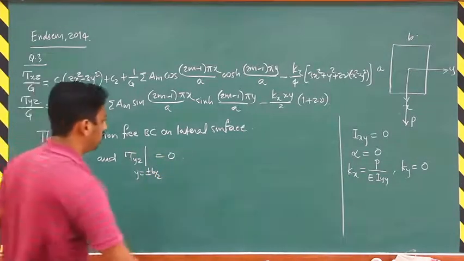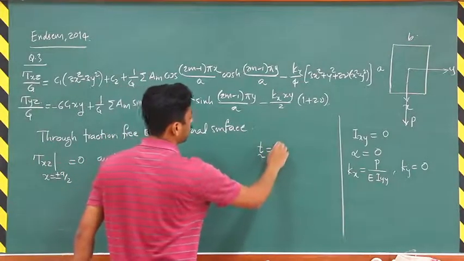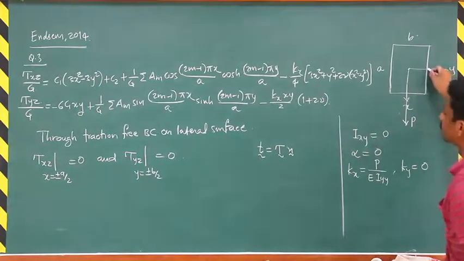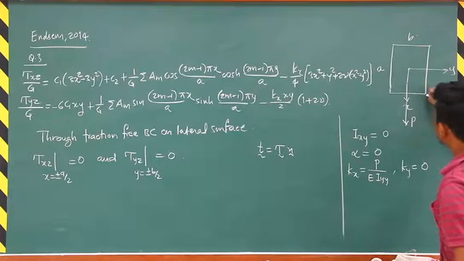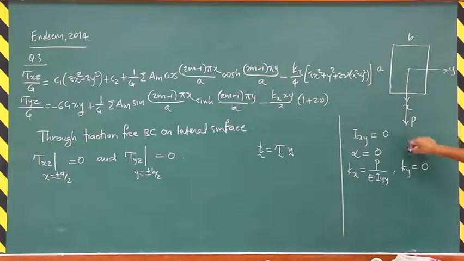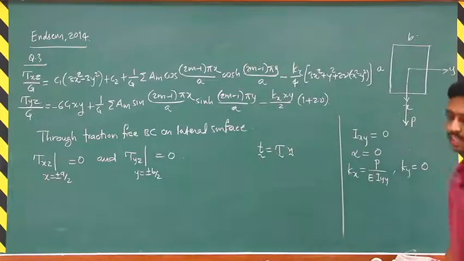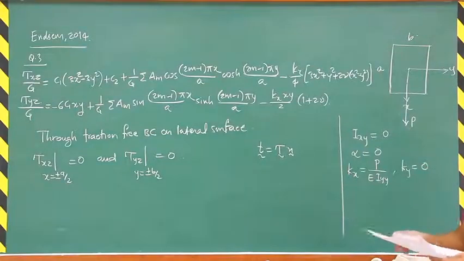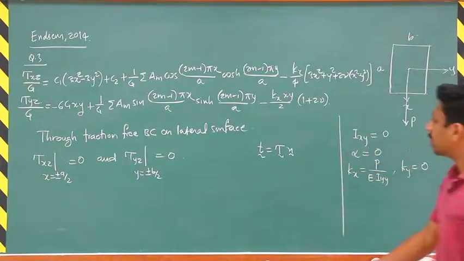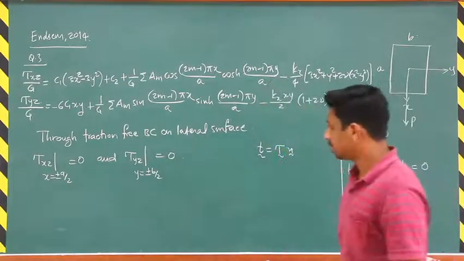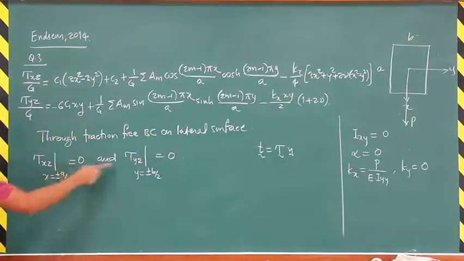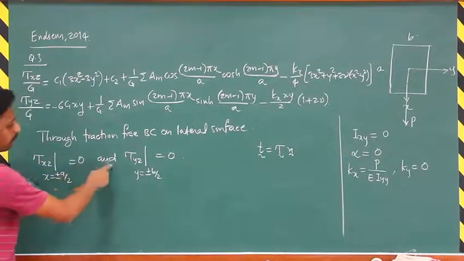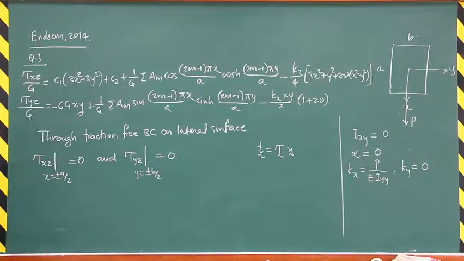Now again, one can use the Cauchy relation, t equals tau n. Suppose you are considering this particular edge, the normal will be given by 0, 1, 0. If you are considering this particular edge, the normal will be given by 1, 0, 0. Then make use of these expressions for tau xz. Basically we have non-zero components like tau xz, tau yz and tau zz. So use that particular relation and these traction free boundary conditions. By using all these things, you get these two relations: tau xz at x equal to plus minus a by 2 gives 0, and tau yz at y equal to plus minus b by 2 equals 0.